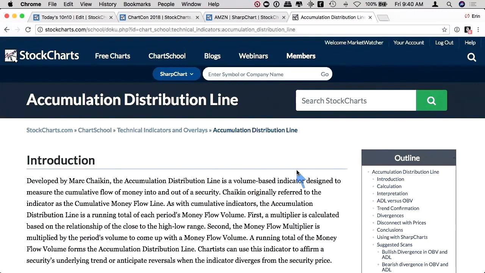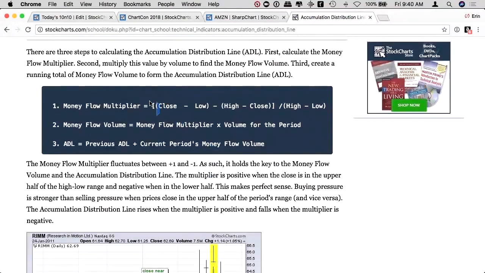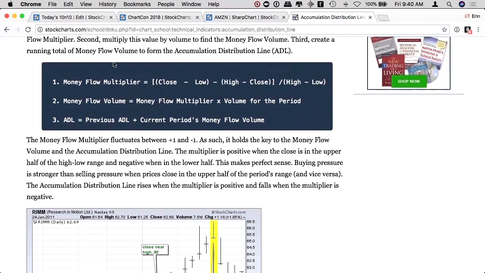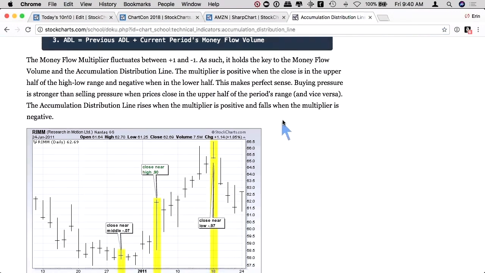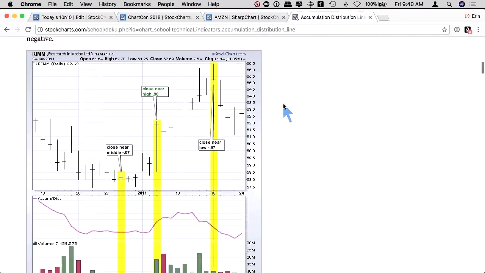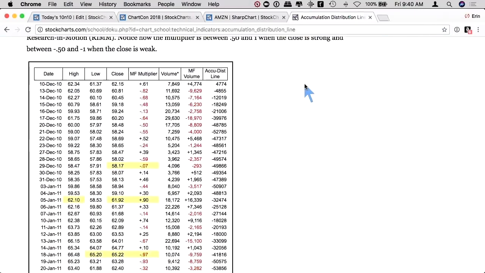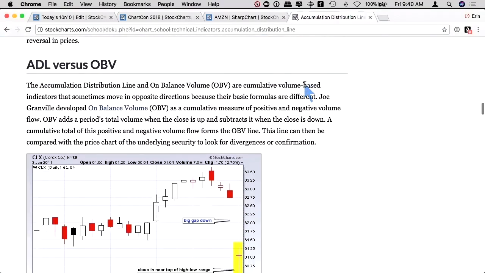So accumulation distribution line. And so you can get all of the information. This is the calculation and how you come up with it. For some reason to me, this looks a little more complicated than the one I put up. So it's up to you. You can use this. It's the same formula I showed you earlier. And then it gives you some great examples, and then the actual spreadsheet for what's going on, and as well, the interpretation. So for example, remember we were talking about the accumulation distribution versus the OBV.